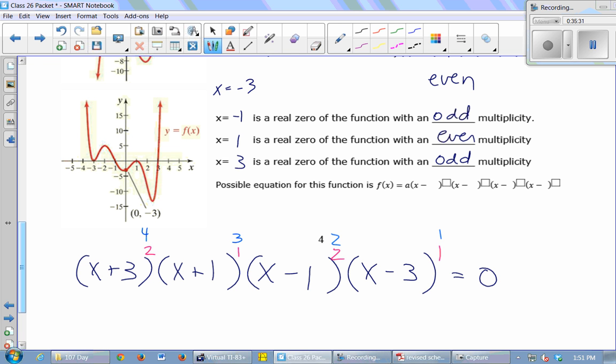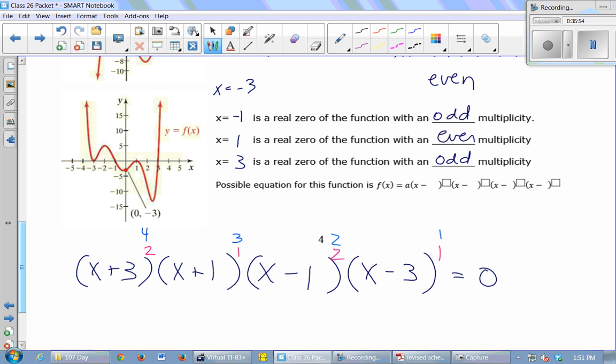means we know some factors, and we know something about the factors in terms of how many times they occurred, right? So the reason I'm saying a possible is because I don't really know what the multiplicities are. I just know if they're even or odd. And I don't know this leading coefficient A, which tells you that's a vertical stretch or compression factor.